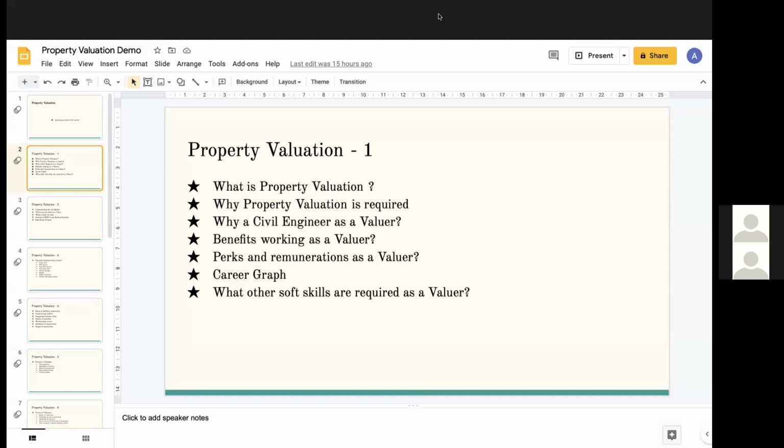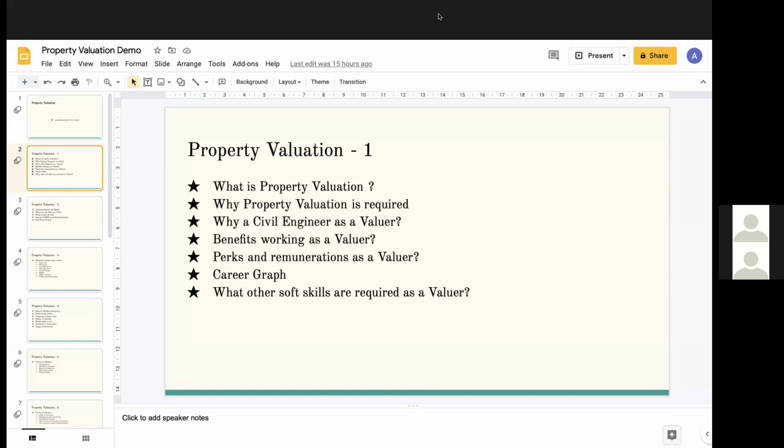Okay, so we were discussing the various points, and I will continue with that. I reached the point where I will try to explain what the perks and remuneration are, and how you can see your career for the future, what is going to be for you while working as a property valuer. Then the career graph, how you can grow.